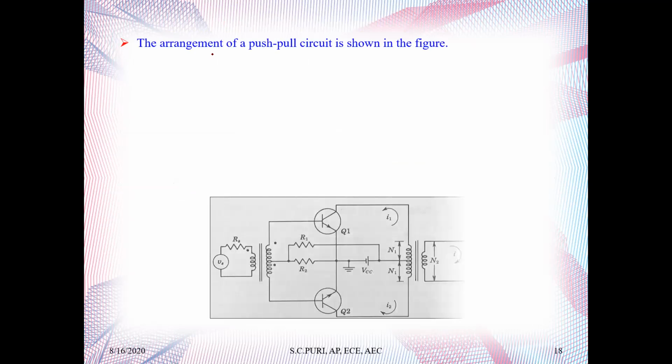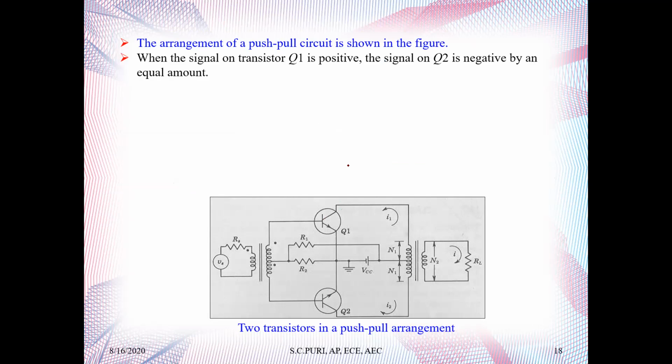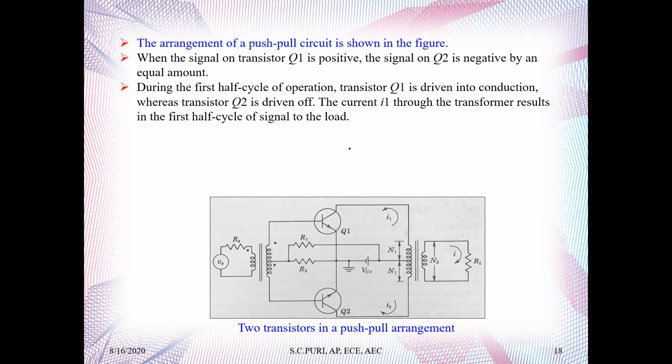Now the arrangement of a push-pull circuit is shown in the figure. You can see here, this is the arrangement, just two transistors. When the signal on transistor Q1 is positive, the signal on Q2 is negative, by an equal amount. During the first half cycle of operation, transistor Q1 is driven into conduction, whereas transistor Q2 is driven off. The current I1 through the transformer results in the first half cycle of signal to the load.